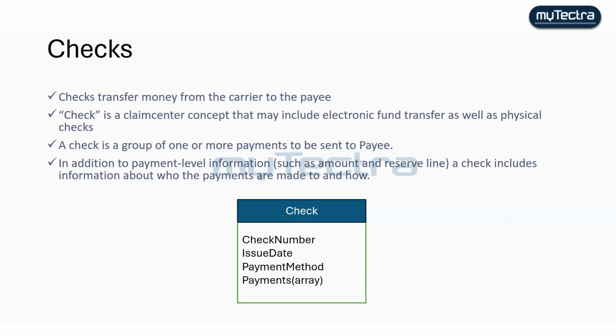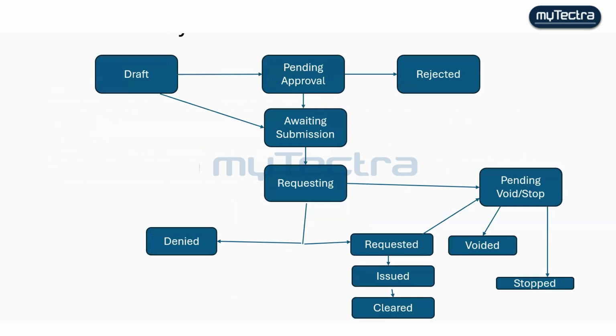So check life cycle is very important. This is a very, very standard interview question, if you have like 3 to 4 years experience in ClaimCenter, or close to 5. So, check life cycle.